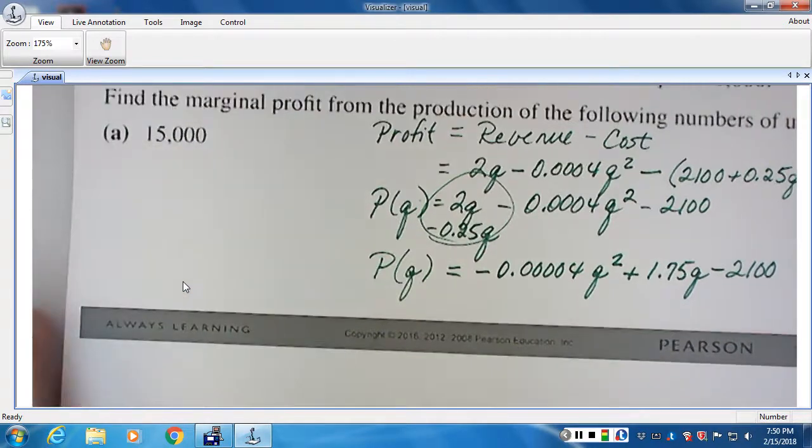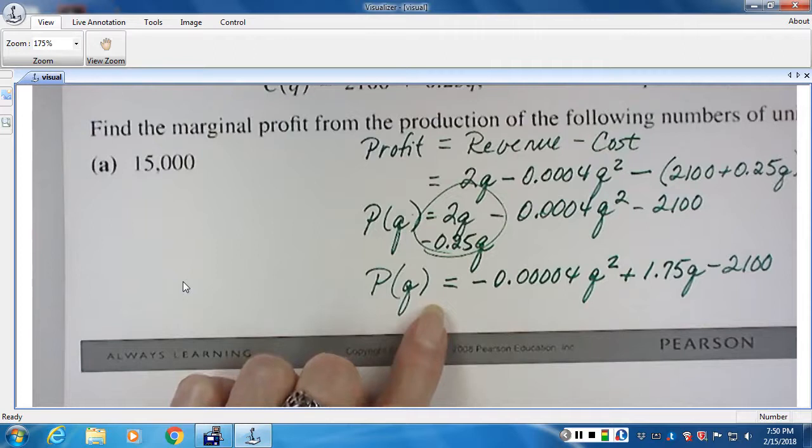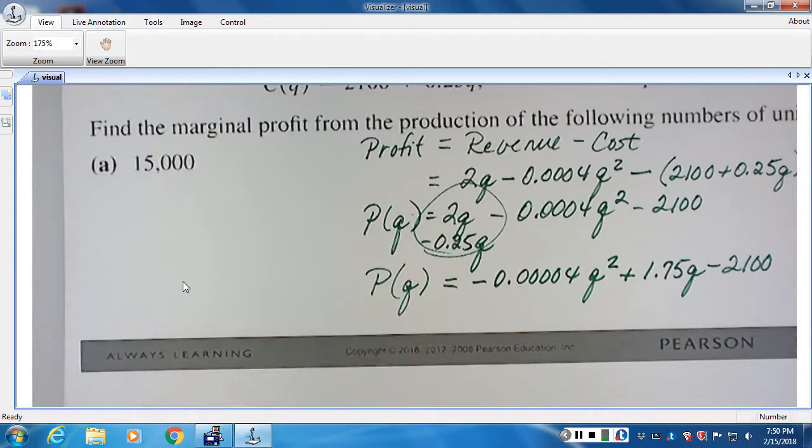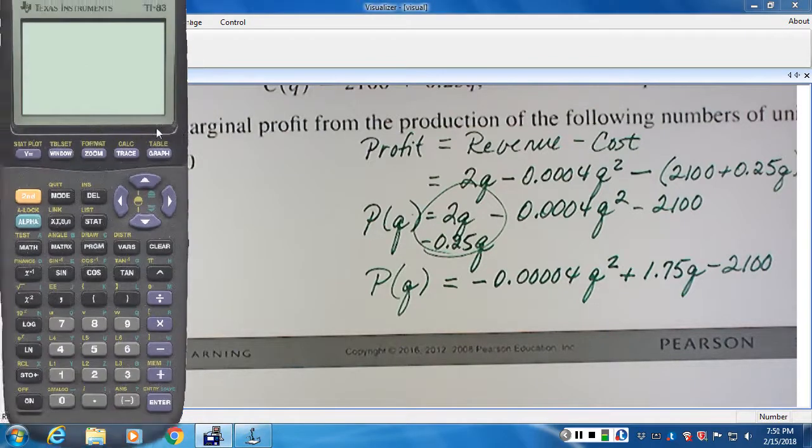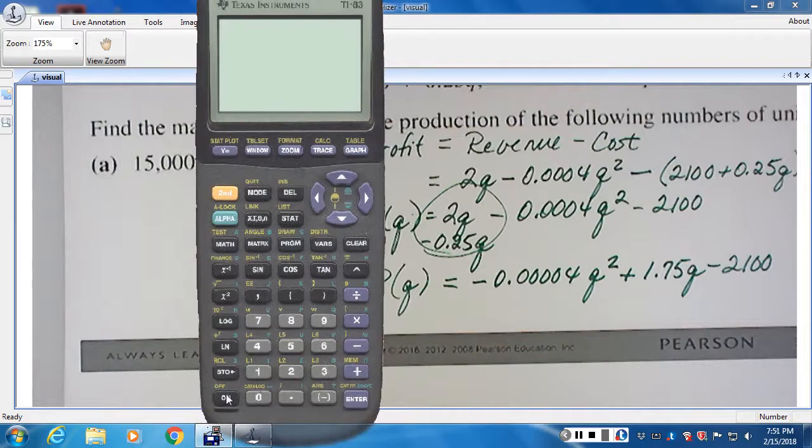Now we can take the derivative. Since we're looking for marginal profit, we can take the derivative. And that's not hard to take. It just involves a lot of decimals. Or since it's a numerical derivative, we can take it this way. And of course, we'll have to use X in place of Q.